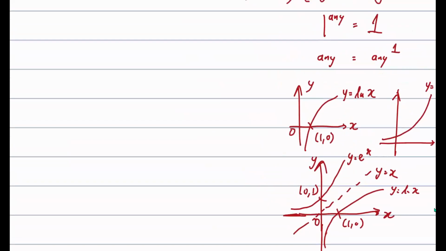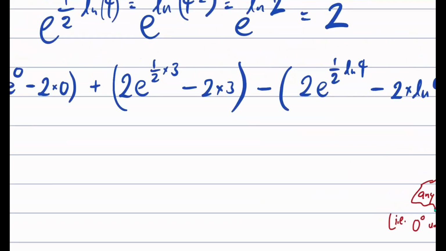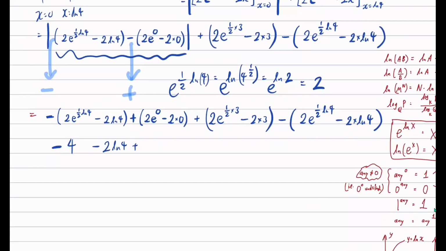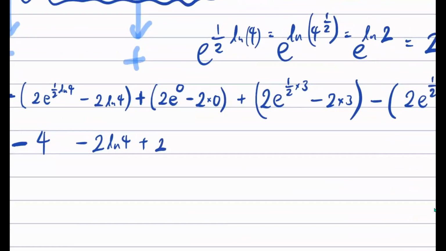Okay, that was a crash course recap on exponents. Moving back to this question, e power 0, anything power 0 is 1. So that means 2 times 1, so just 2 times 1, minus away 2 times 0, just 0. Okay, good. And plus this one, 2e power 3 over 2. Okay, minus 2 times 3, 6.